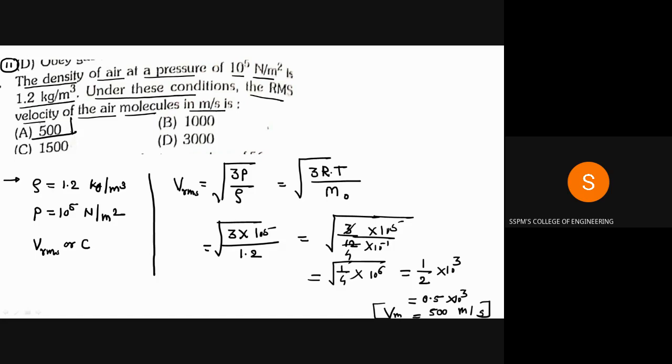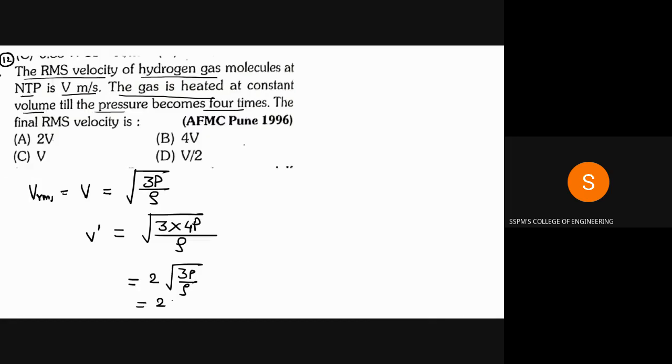New RMS speed V dash is equal to square root of 3 into, pressure is 4 times, so 4p divided by rho. This is equal to 2 times square root of 3p upon rho. So this is equal to 2 into V. So the new RMS speed V dash is equal to 2 times V. So the option is option A.